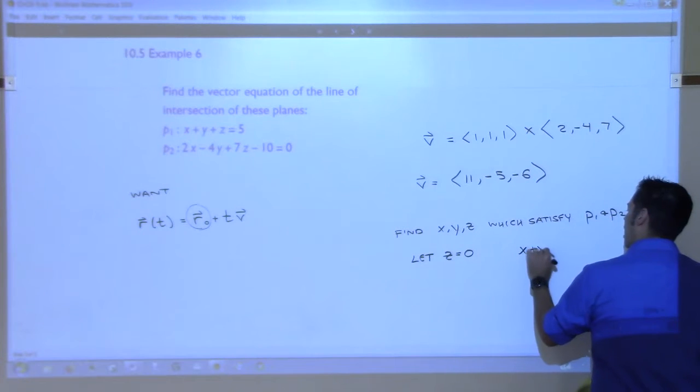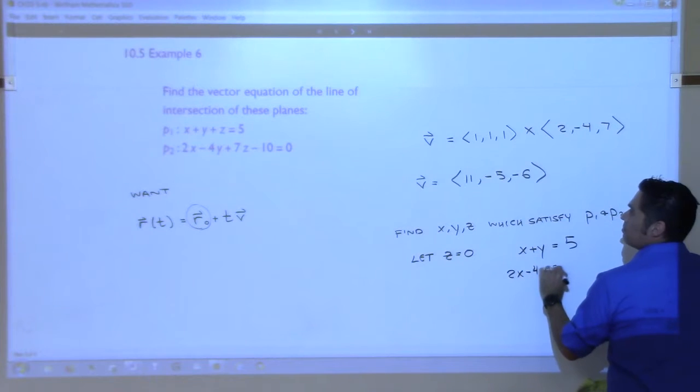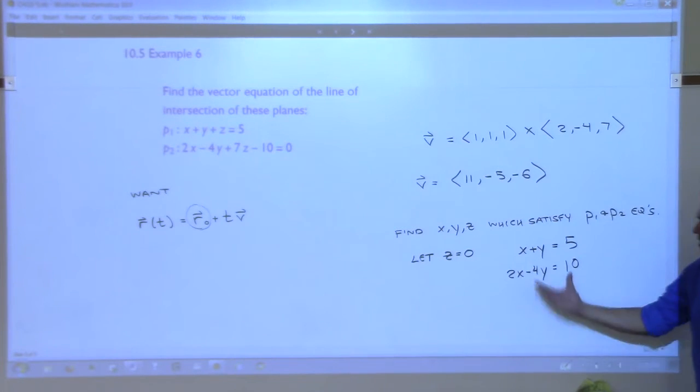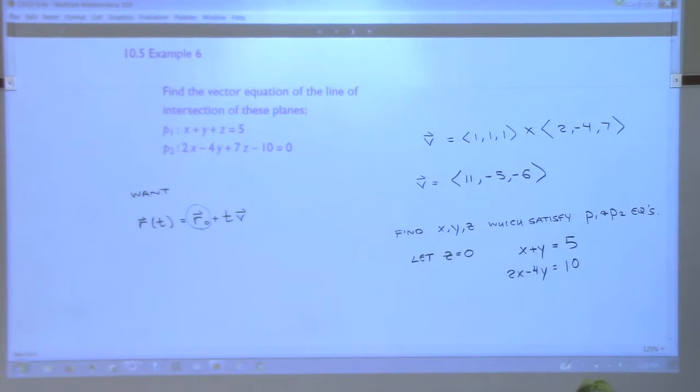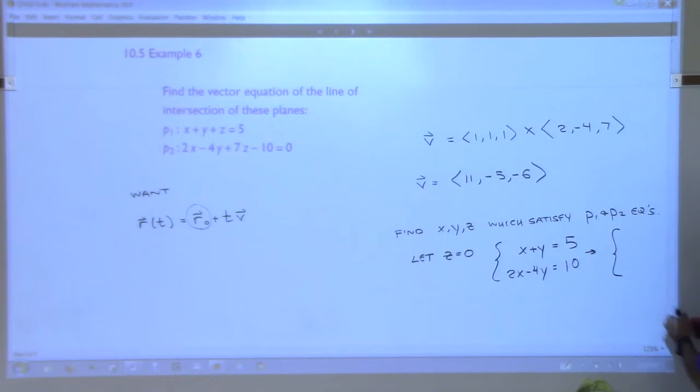x plus y equals 5, and the other equation becomes 2x minus 4y equals 10, right? I can just move that 10 over. If my z is 0, that's what I've got. Now I've got two equations, two unknowns, and I can solve this using elimination or substitution. I still like elimination. How would you do elimination here? If it were up to me, I'd multiply the top equation by negative 2. That's the way I would do it. Then this becomes negative 2x minus 2y equals negative 10. The bottom equation doesn't change.